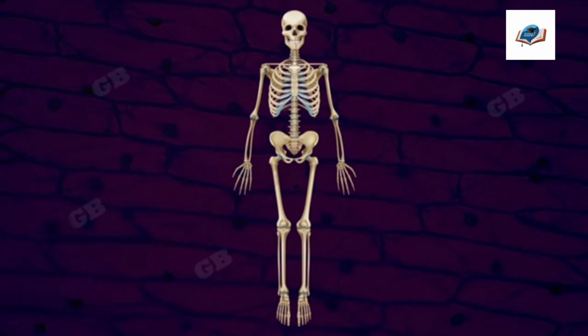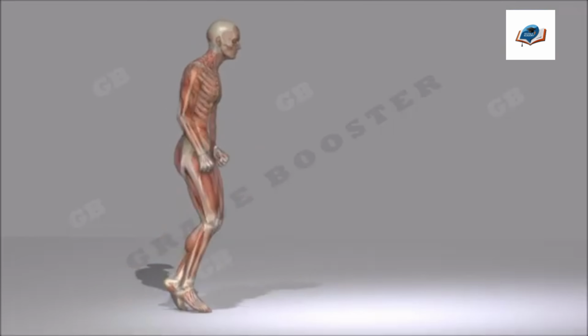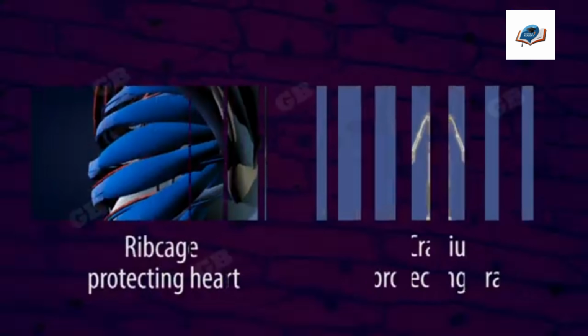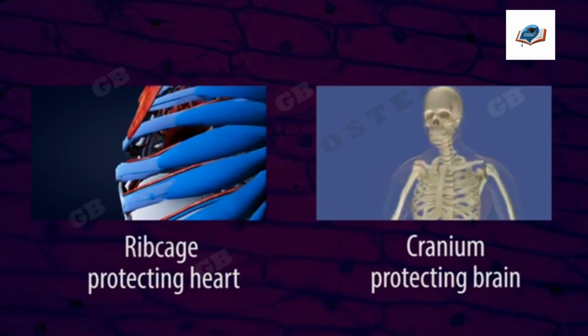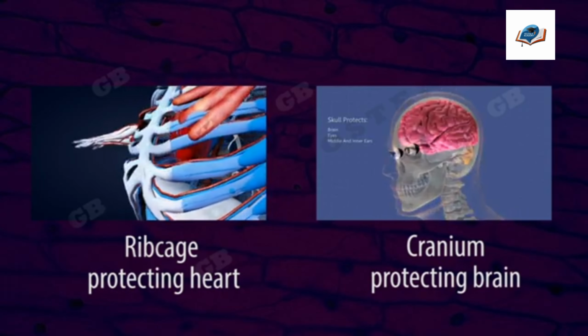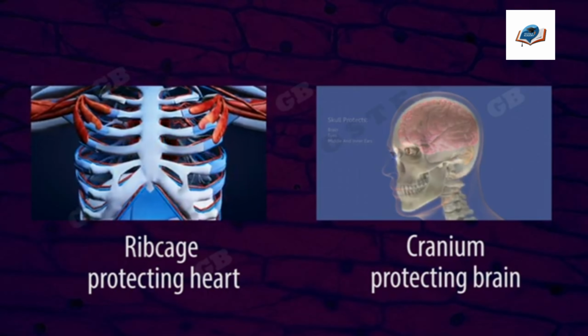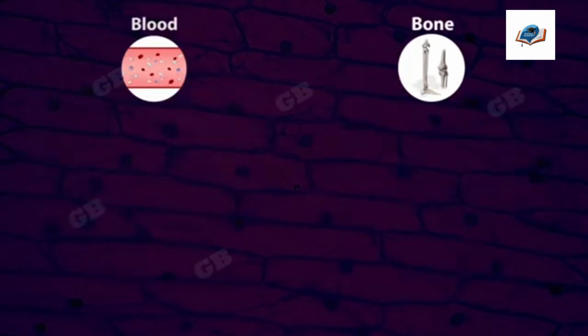Let's see the functions of bone. It forms the supportive framework of the body. Bone holds muscles tightly and helps in movement. Bones protect sensitive internal organs by forming hard protective cases. Example, the rib cage that protects the heart and lungs.